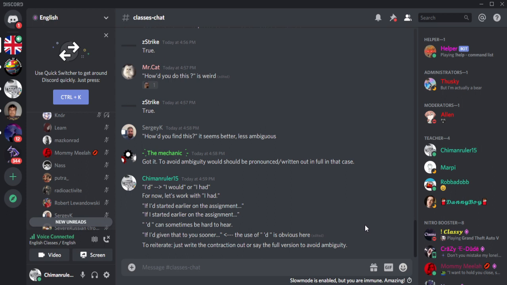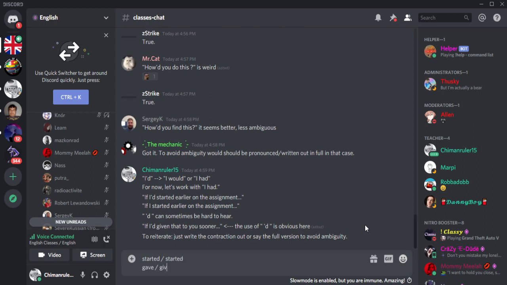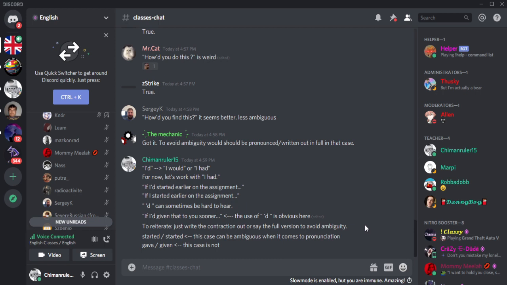Okay, so in the first example, the D can be hard to hear, but in the second one, it's pretty obviously there. Because as I said, started is the same for both the past simple and past participle, but gave and given are different. So this case can be ambiguous when it comes to pronunciation. This case is not. But hopefully all that made sense to you.